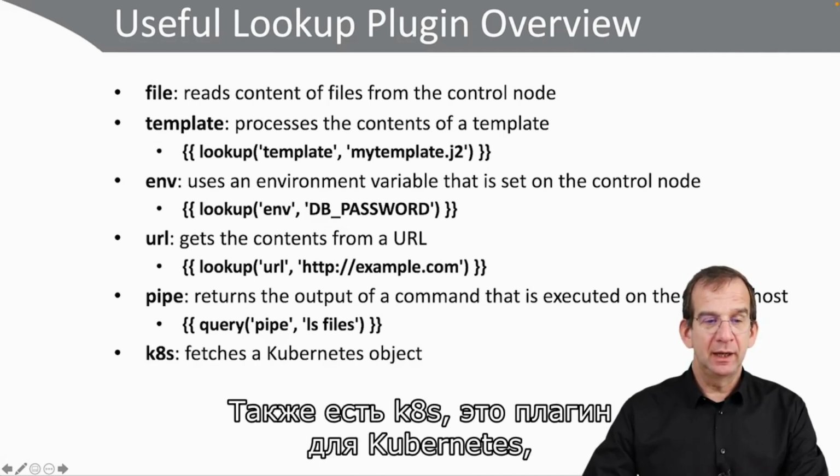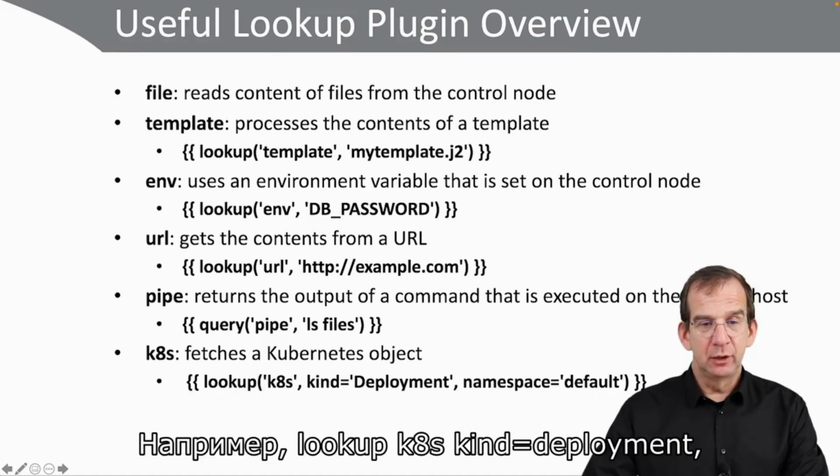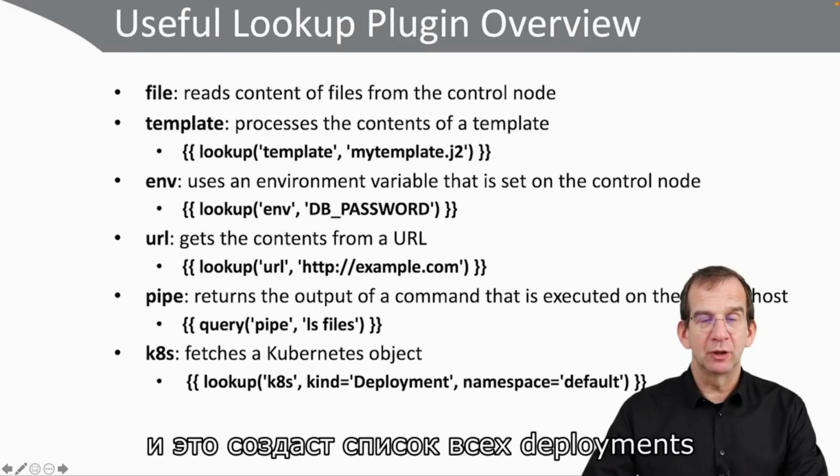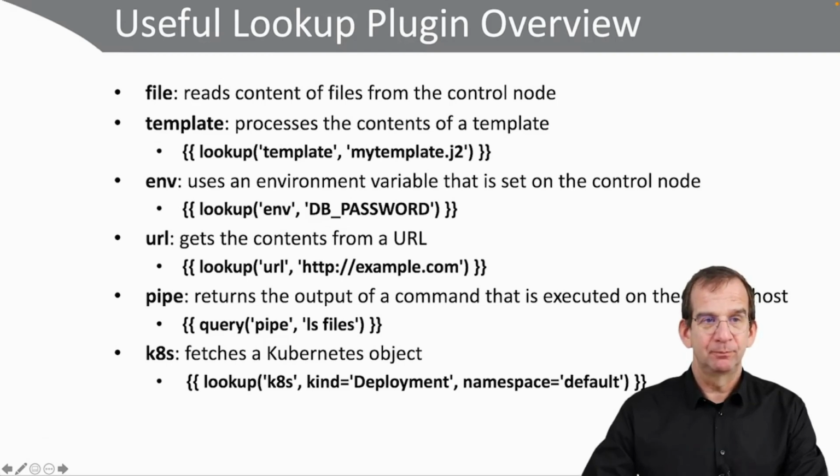There is k8s, which is for Kubernetes. It allows you to fetch a Kubernetes object, as in lookup k8s kind=Deployment namespace=default. That will produce a list of all the deployments in the default Kubernetes namespace.